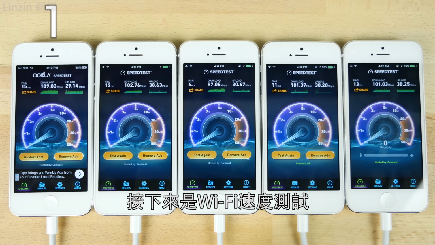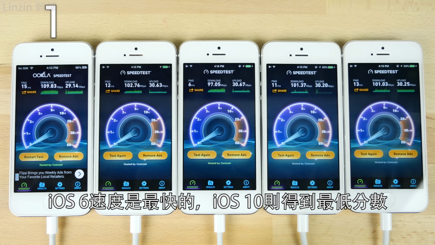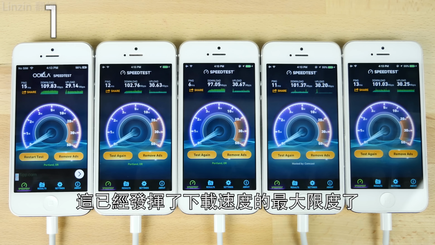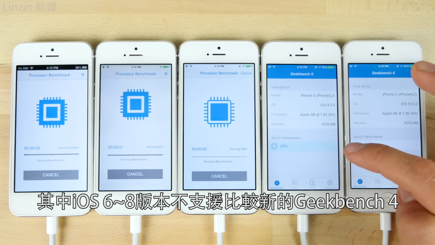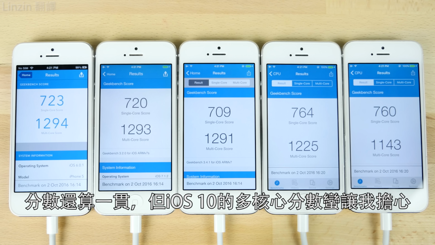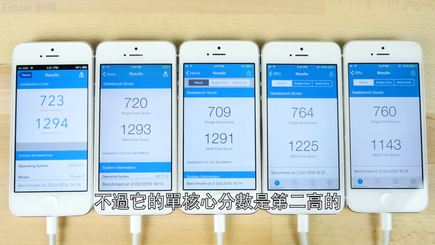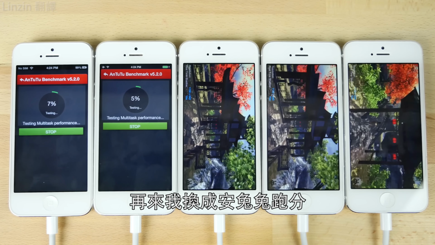And next up, I ran a Wi-Fi speed test, same distance from the router. iOS 6 is actually the highest with iOS 10 in one of the lowest scores. This is actually completely maxing out the download speed. Next up, of course, how can I miss it? Geekbench. Geekbench 3 running on the older devices that don't support the newer 4, but overall, scores are pretty consistent, although on iOS 10, the low multi-core score does worry me. I don't understand why it was so low, but it did have the second highest single-core score, which matters more in day-to-day usage. And I did follow up the Geekbench with an Antutu benchmark.